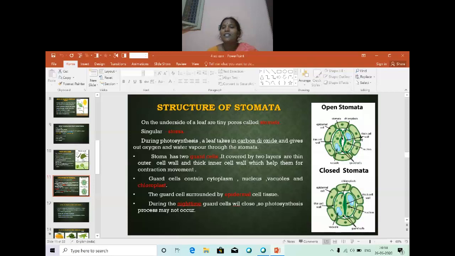See, this is the structure of stomata. I told you the singular form of stomata is stoma. During photosynthesis, the leaf takes in carbon dioxide and gives out oxygen and water vapor through the stomata.